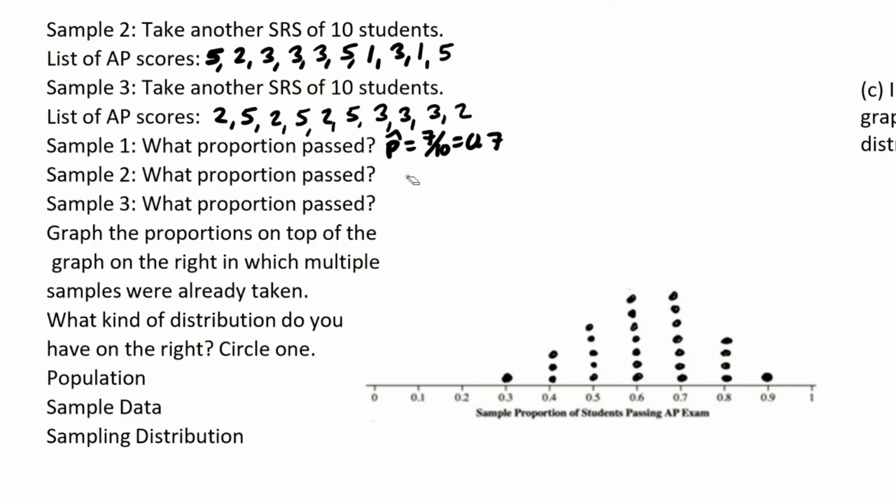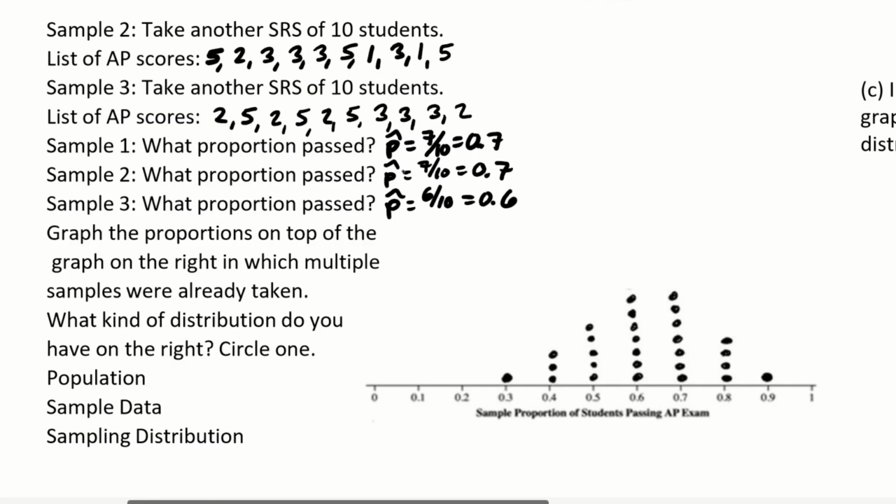Now sample 2, we have a 5, so that's 1, 2, 3, 4, 5, 6, 7. Again, it looks like we had 7 pass, so it's another p-hat of 7 out of 10, which is 0.7. Okay, and then we'll do the next one. We have 1, 2, 3, 4, 5, 6 pass for this one. So it's 6 out of 10, which is 0.6. Again, these are different due to sampling variability. These happen to be the same, right? But again, this is going to be different due to sampling variability.